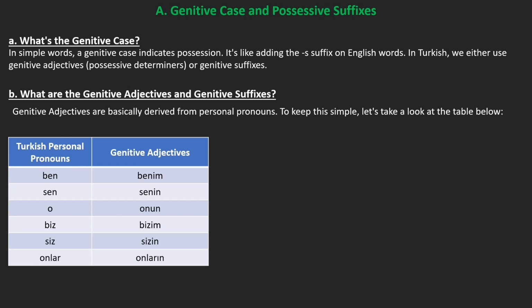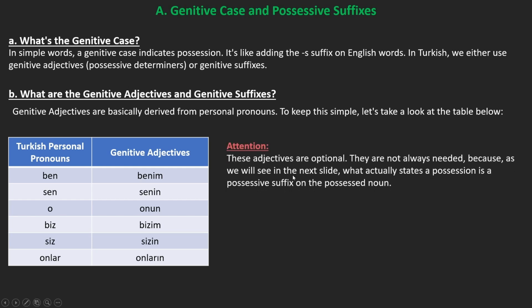And there are a few things to remember. There are a few things that you need to pay attention to. And let's see what those are. So, these adjectives are optional. Unlike English, we don't always need them. You don't always need to type them in a sentence. Because there's a reason for that.